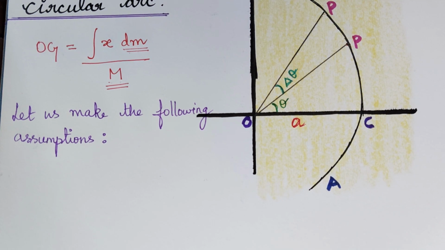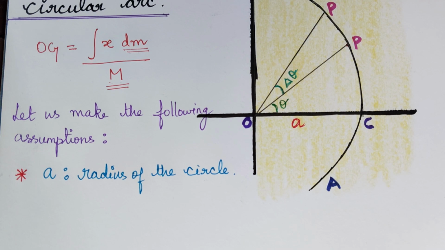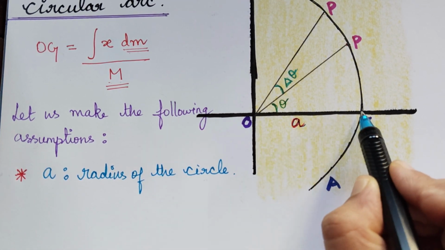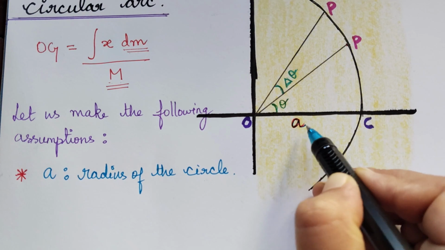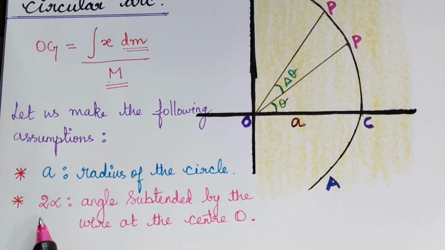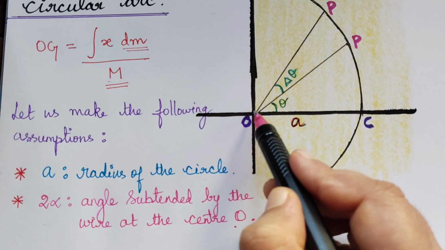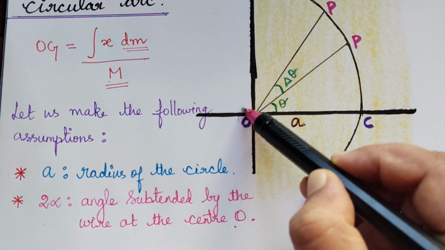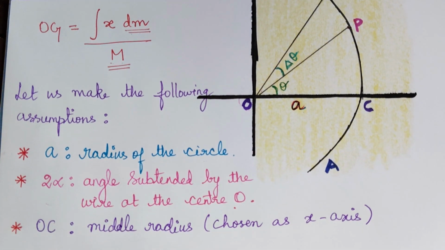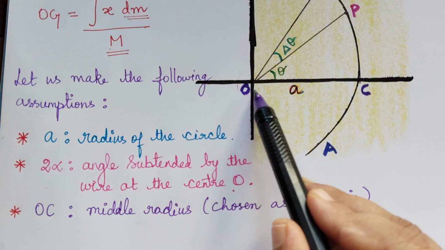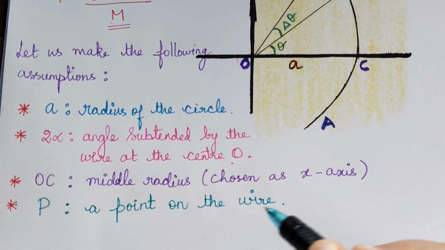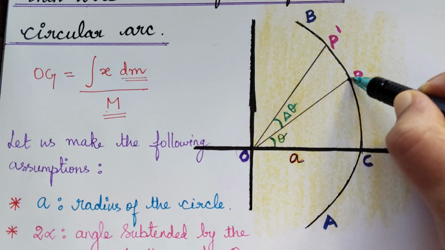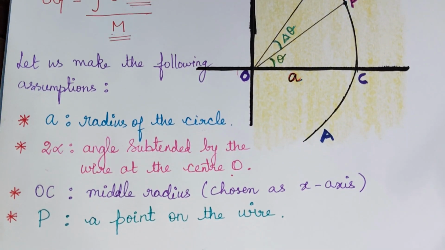First of all, let us consider A to be the radius of the circle, which we will be obtaining from this circular arc. So the radius has been taken as A. The next assumption is that 2 alpha is the angle subtended by the wire at the center O. So the angle subtended by the thin wire at the center O is 2 alpha. Then the next assumption is that the line OC, which is the middle radius, is chosen as the x-axis. And then we have capital P, which is a point on the wire. If you see in this diagram, P is a point on this wire. So this is the next assumption.